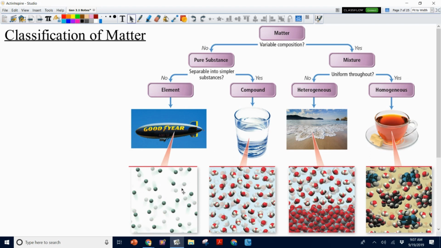Okay, and if it's a pure substance but it's not an element, it could be a compound. A good example of a compound is water. We can have pure water, which means that in this glass there's nothing but water. In the molecular illustration, you see all of these water molecules. There's nothing else in there but water. Okay, so matter is divided into pure substances or mixtures. Pure substances are elements and compounds, and mixtures are either heterogeneous or homogeneous.